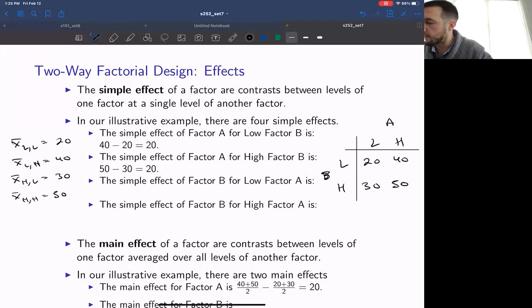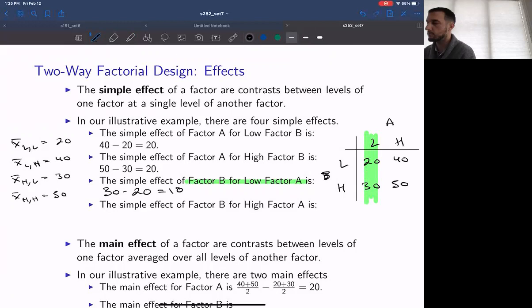Okay, so two other examples. The simple effect of factor B for low factor A. Okay, so now here, we are conditioning on low factor A, right? So the simple effect here is going to be 30 minus 20, which is 10.